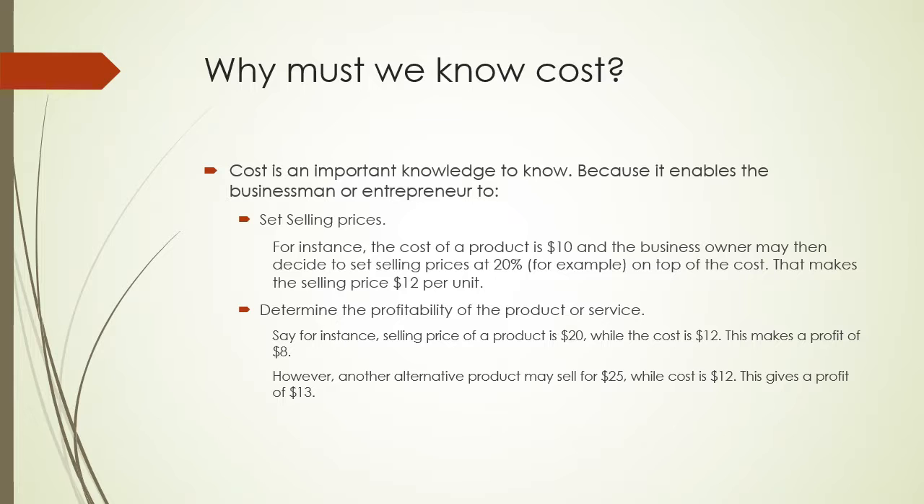Take for instance, the cost of a good may be $10. The owner may then decide to set selling prices at 20% on top of the cost. That makes the selling price $12 a unit. And it also helps the owner to determine the profitability of the product or service. Like for instance, if the selling price is 20, cost is 12, that makes a profit of $8 a unit. However, another alternative product may sell for 25, the cost is 12, that gives a profit of 13.